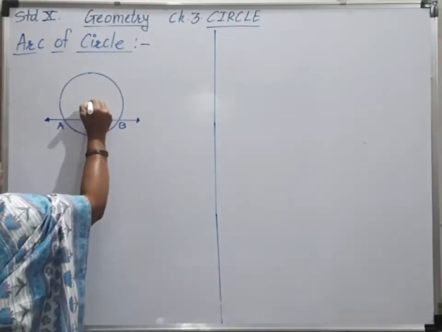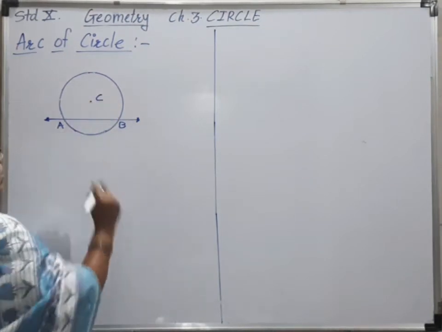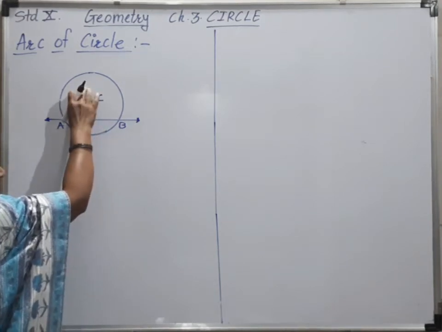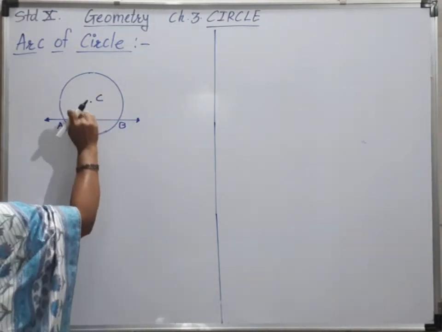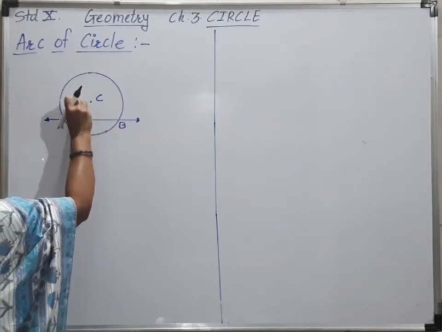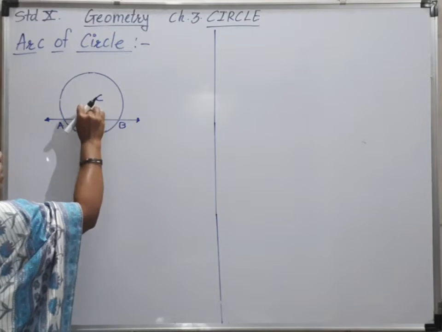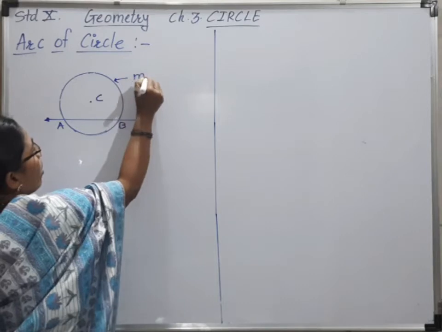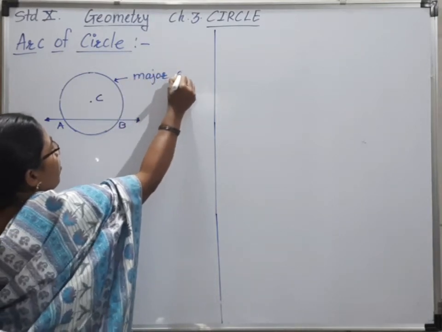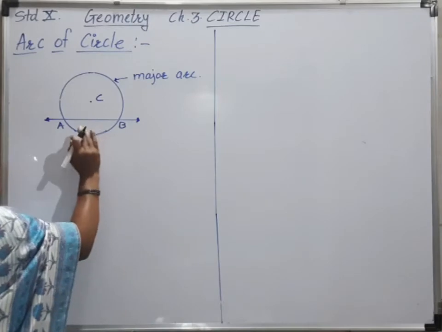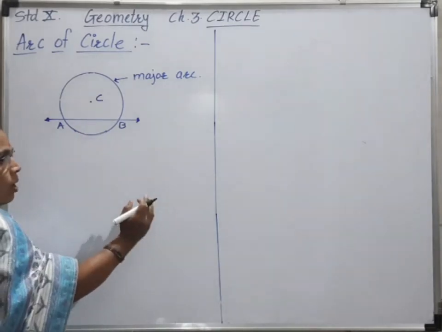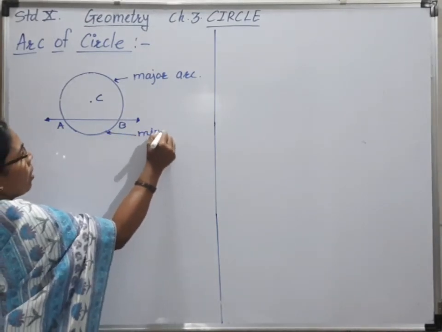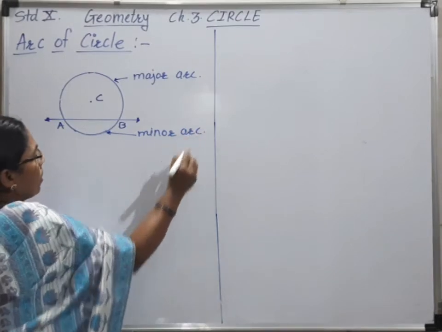Now see here, in this circle, this is the center of the circle, which is C. Because of this arc AB, this circle is divided into two parts. The part in which the center of the circle lies is the major arc. Major arc means the bigger arc. And the part in which the center of the circle is not there, which looks smaller, is the minor arc.